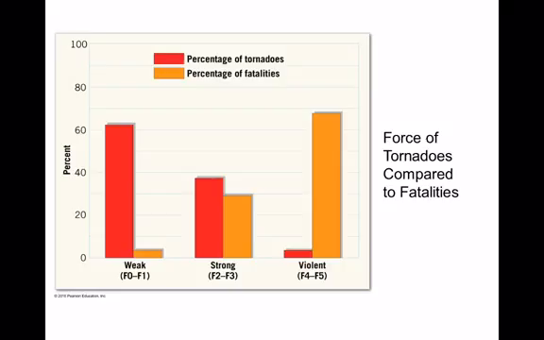So these two columns, again, break it into weak, strong, and very strong. It's the last one. And the two bars are: the red bar is how frequent they are, and the orange bar is how many fatalities are associated with that type. And this is consistent with what we looked at before, that if you look at your 4s and 5s, there are not very many, but we have a lot of fatalities.